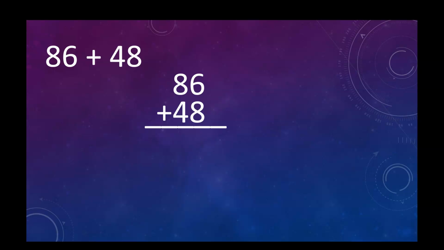All right, let's compare our answers here. I have hundreds, tens, and ones here. I'm going to look at the top number. There are 6 ones, so you should have drawn 6 ones. 1, 2, 3, 4, 5, 6. There are 8 tens, so you should have drawn 8 tens. 1, 2, 3, 4, 5, 6, 7, 8.